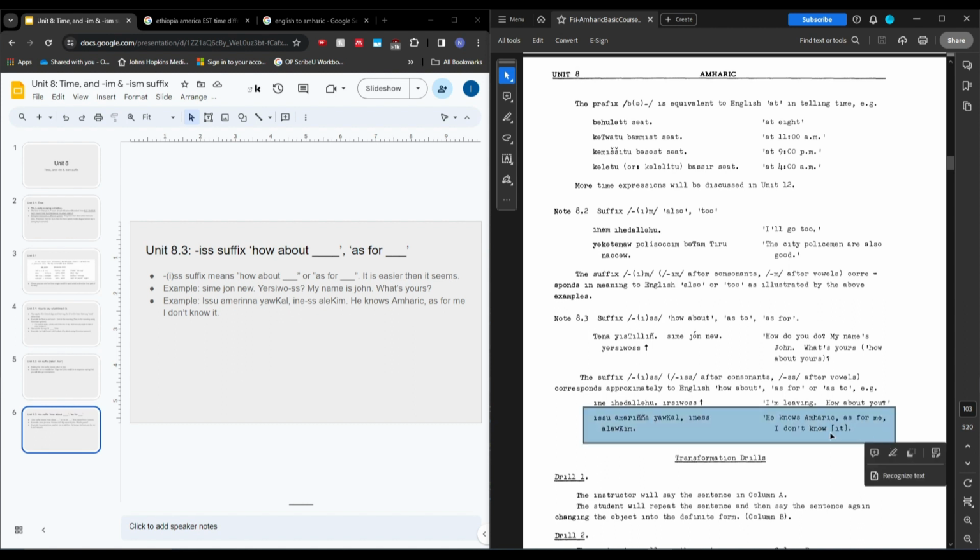I like this example a lot actually. "Isu amarinya yaukal." So he knows Amharic. "Aeneas," so "Aeneas" is me. "Aeneas" is like, as for me, how about for me? "Alaukum," I don't know. He knows Amharic. As for me, I don't know it.